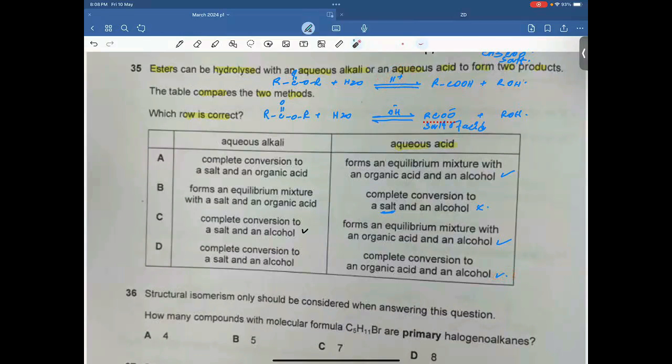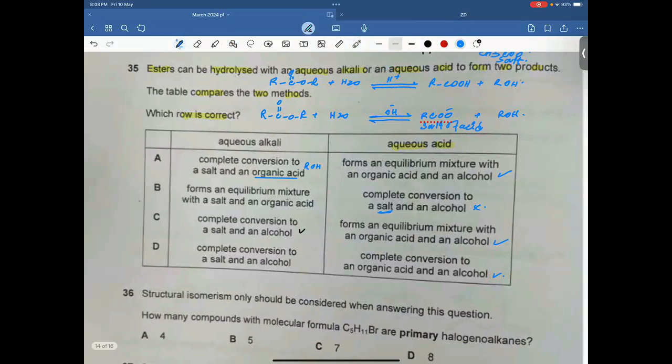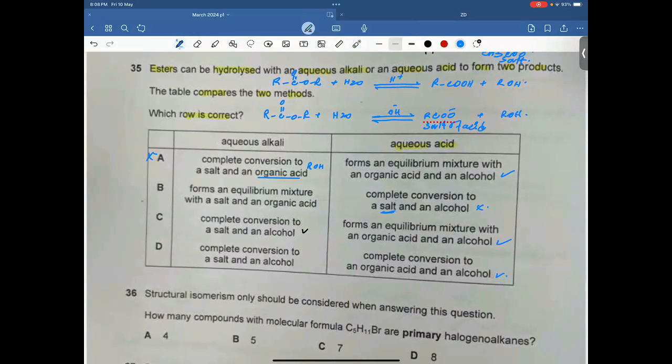Aqueous alkali, complete conversion to salt and carboxylic acid. Salt and organic acid. Not organic acid, it must be an alcohol. So option A is incorrect. Forms an equilibrium mixture with a salt and an organic acid. That's right, because there is an equilibrium mixture of salt and alcohol. Again, that's a wrong statement because organic acid is there. It must be an alcohol. If it is salt and alcohol, okay, so that's also incorrect.